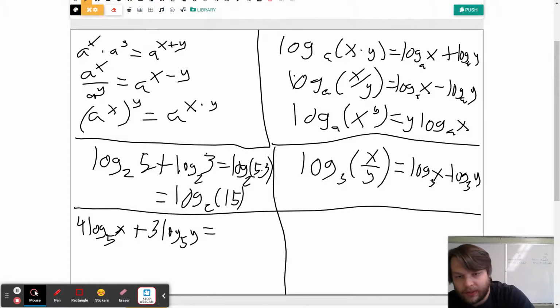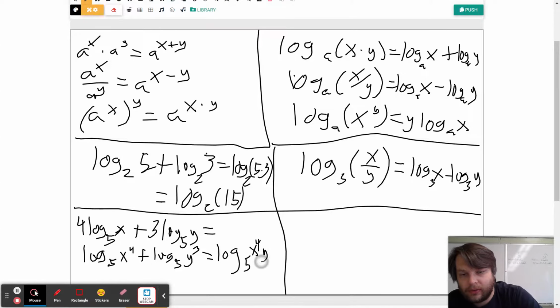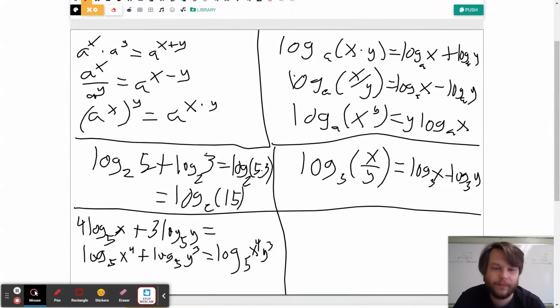So I can make that into, maybe I'll just move down a line, log base 5 of x to the 4th plus log base 5 of y to the 3rd. And now I can utilize that addition becomes multiplication. Log base 5 of x to the 4th, y to the 3rd. There we go. So condensing them together.